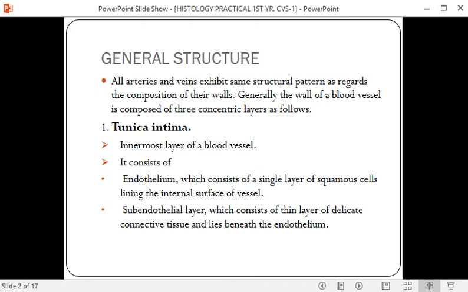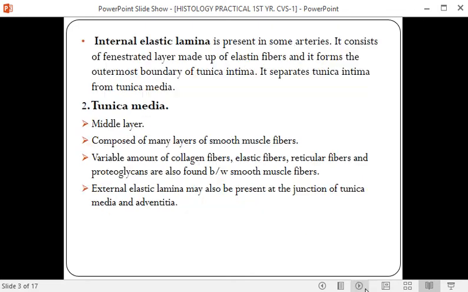Subendothelial connective tissue lies beneath the endothelium. Then the third layer is internal elastic lamina, which is present in some arteries. It consists of a fenestrated layer made up of elastin fibers and it forms the outermost boundary of tunica intima. It separates tunica intima from tunica media.